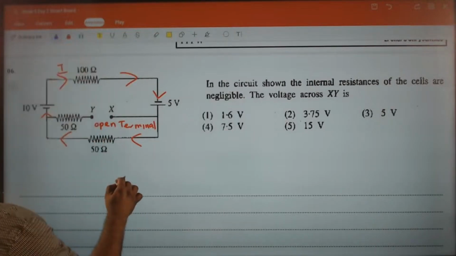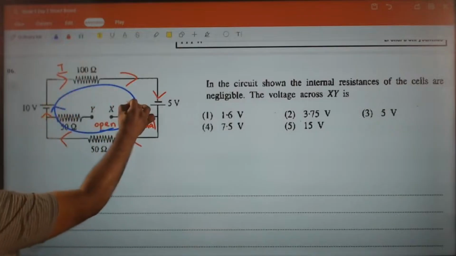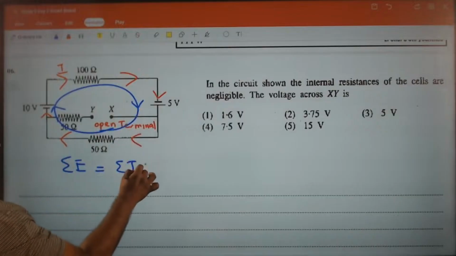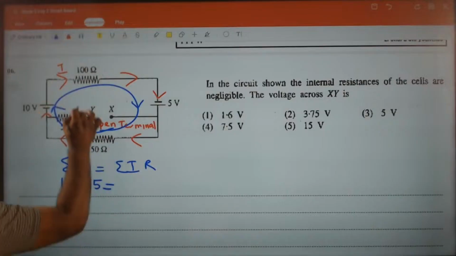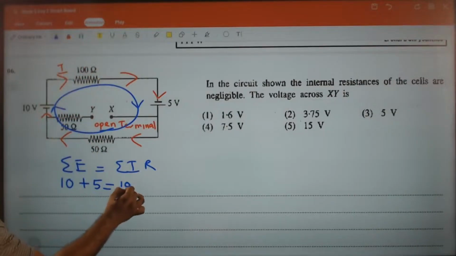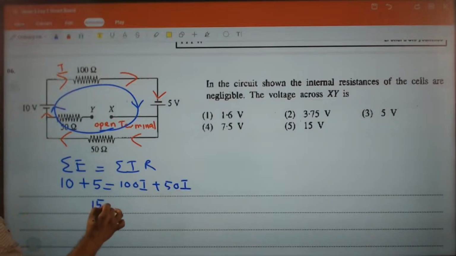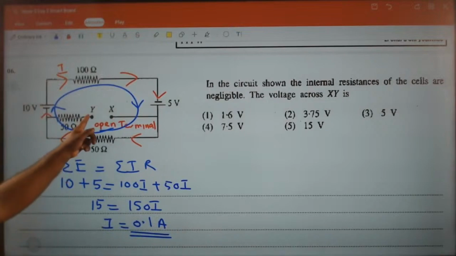So if I apply Kirchhoff's law, minus to plus, sum of EMF equals sum of potential differences. Minus to plus positive. Loop direction, current direction: 100I plus 50I. 15 equals 150I. I is equal to 0.1 amperes. Right. Great. Now they want the potential difference across X and Y.